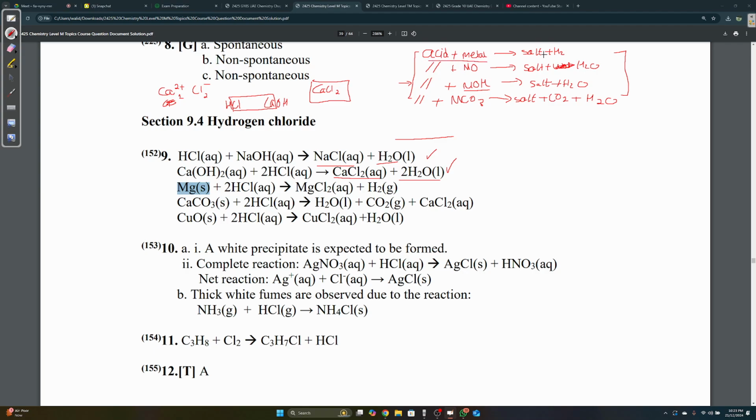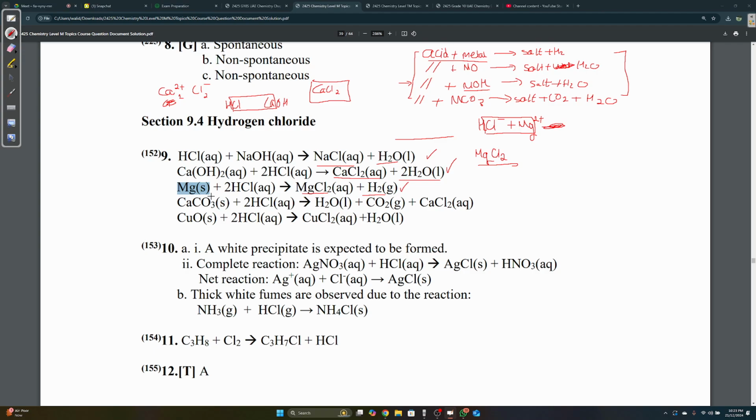Okay, the next one was the metal magnesium. Acid plus metal gets you salt plus hydrogen gas. HCl plus magnesium, right? How do you know what the salt is? Box up the middle. You're going to get MgCl2. Why? Because Mg is 2+, Cl is minus. Crisscross, you're going to get MgCl2. Okay, so you get MgCl2 plus hydrogen gas.